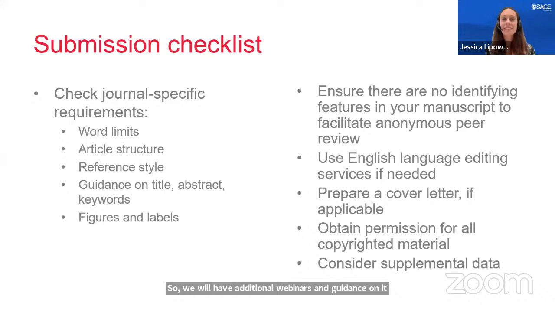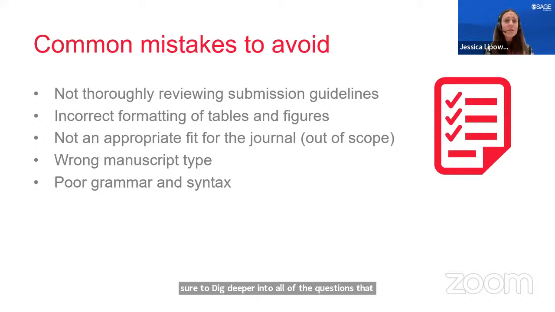So once again, common mistakes to avoid: make sure your tables and figures and document are formatted correctly. It's out of scope. Maybe the journal does not accept their particular manuscript. And check to make sure that it's readable. The copy editing team at the publisher will go through and provide some copy editing, but they will not change your author voice. So make sure that you've done any heavy editing up front.